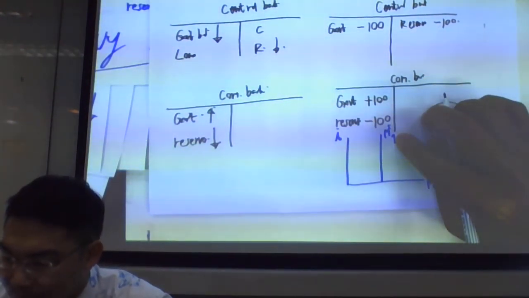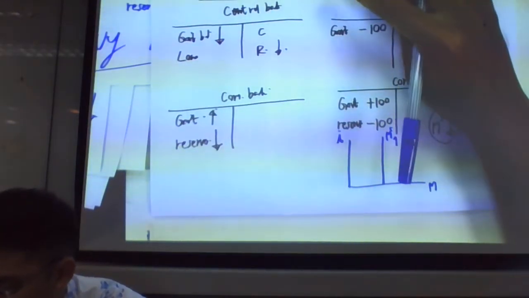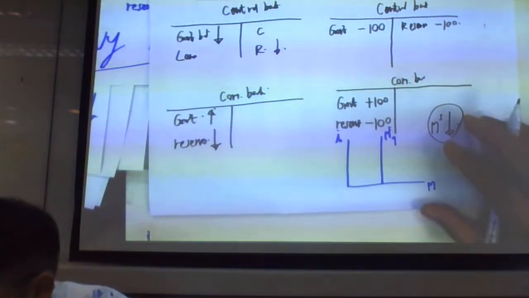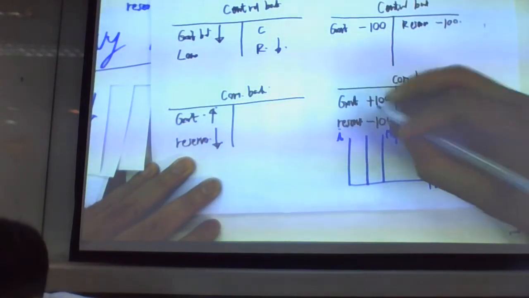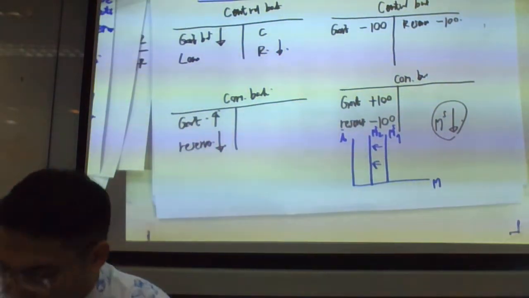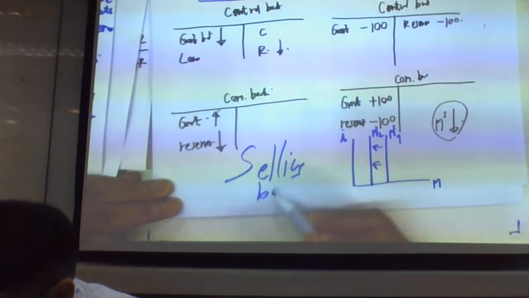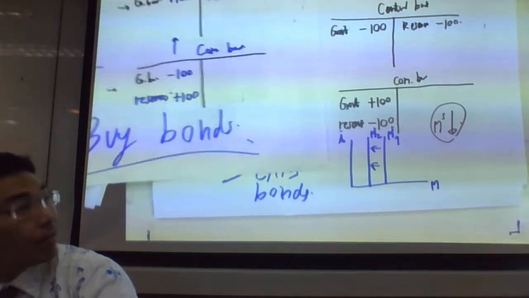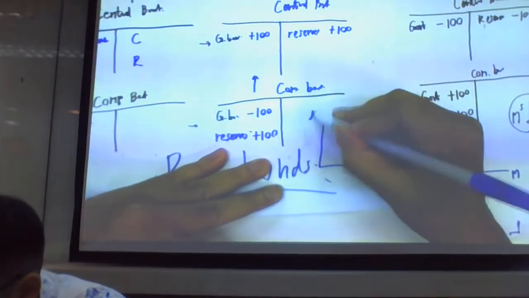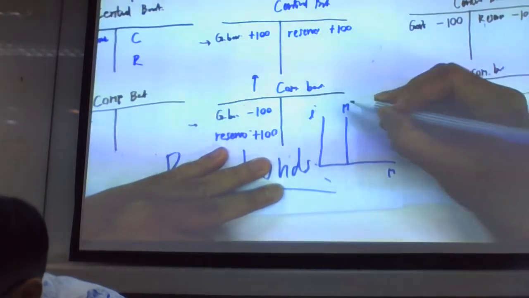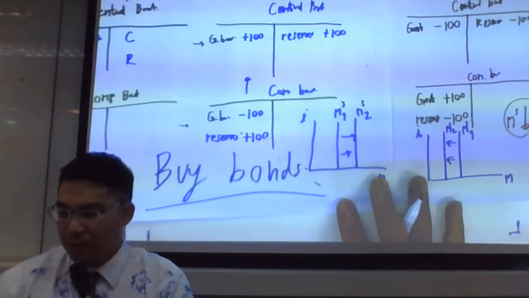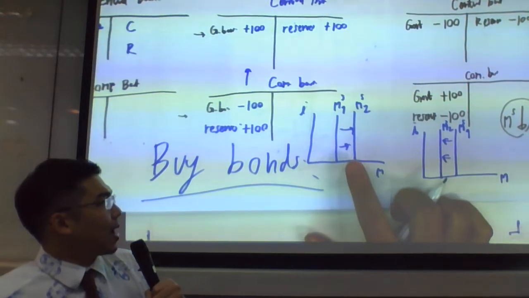When the central bank conducts the open market sales, the money in the economy will decrease. So this will happen when the central bank sells the bond to the commercial bank. But for the open market purchase, the money supply will shift to the right-hand side. So this one is the effect of the open market purchase.